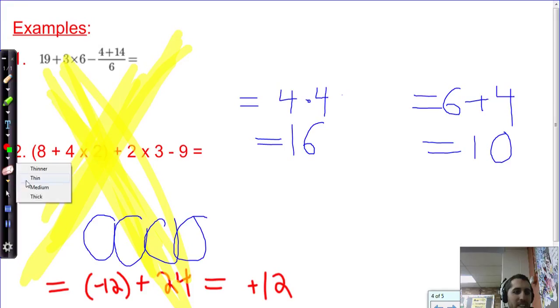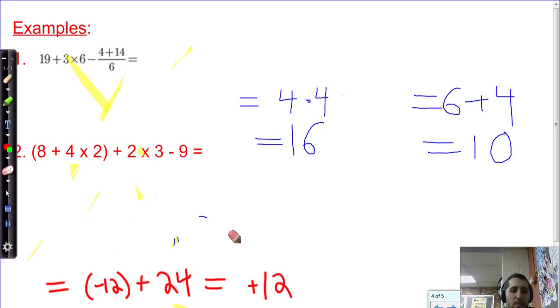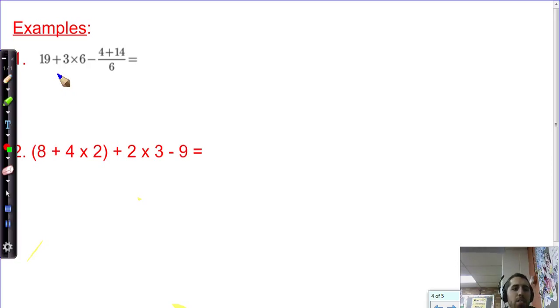I need to do a little clearing before we move on with these two. So the first example problem, maybe you can start looking at it and thinking about what you think we should do there, following Gemma and her order of operation mastery. So that's some old stuff I need to get rid of. So 19 plus 3 times 6 minus the quantity of 4 plus 14 over 6.